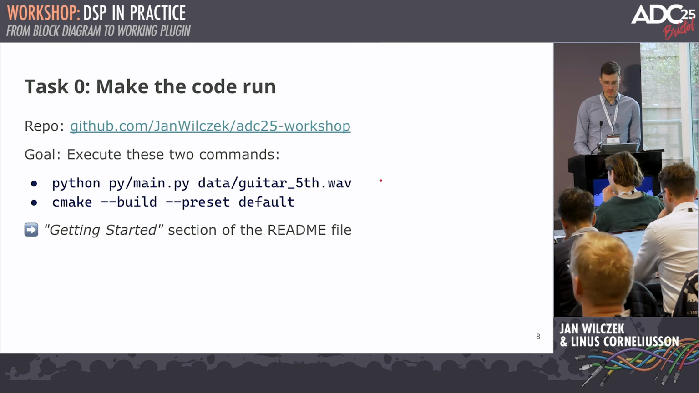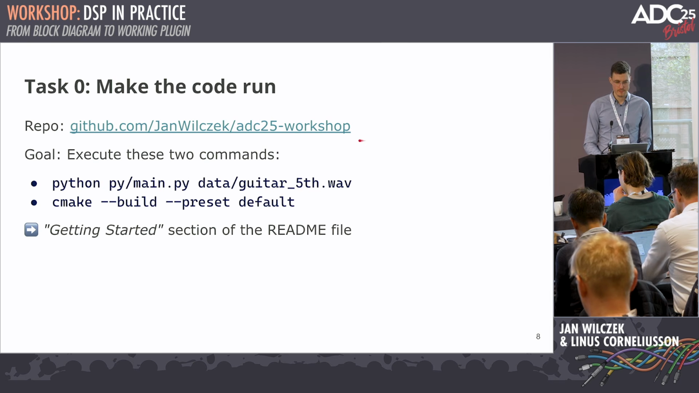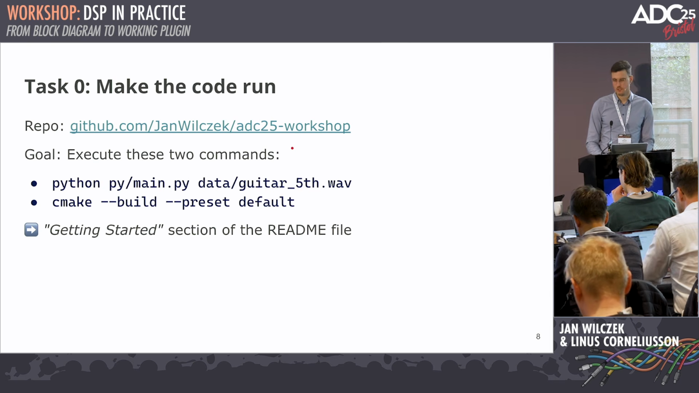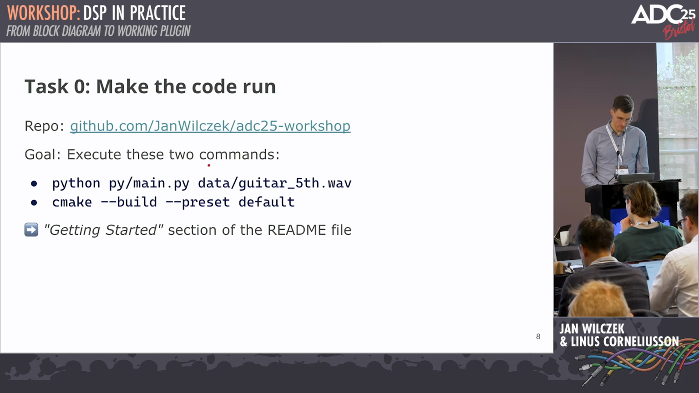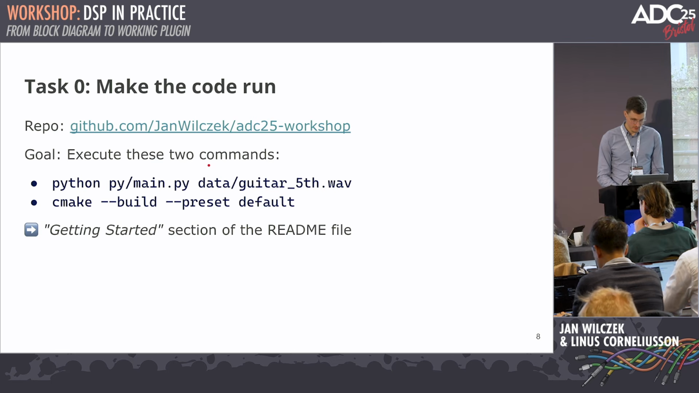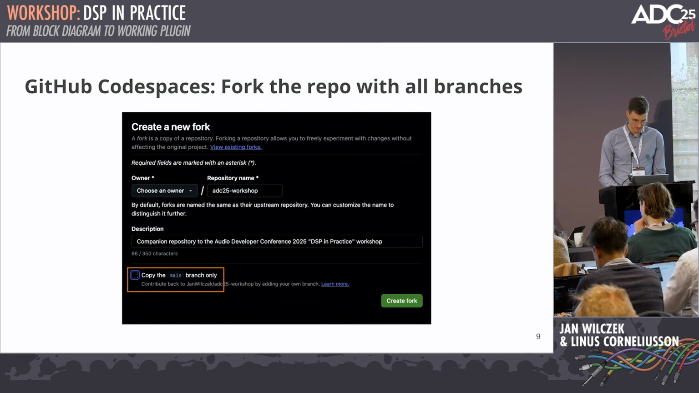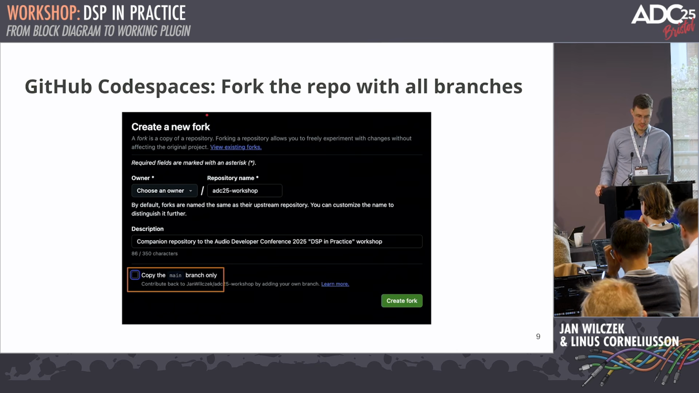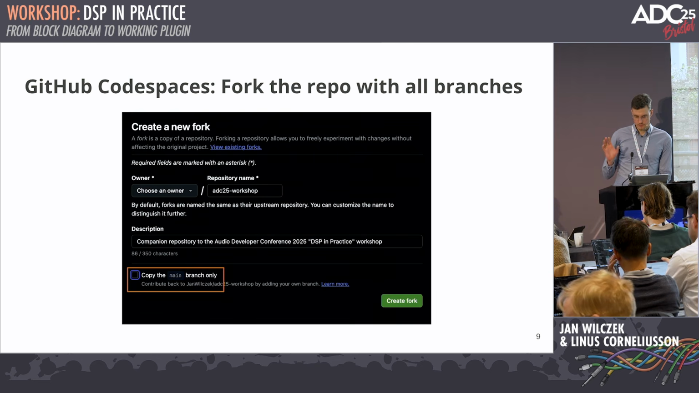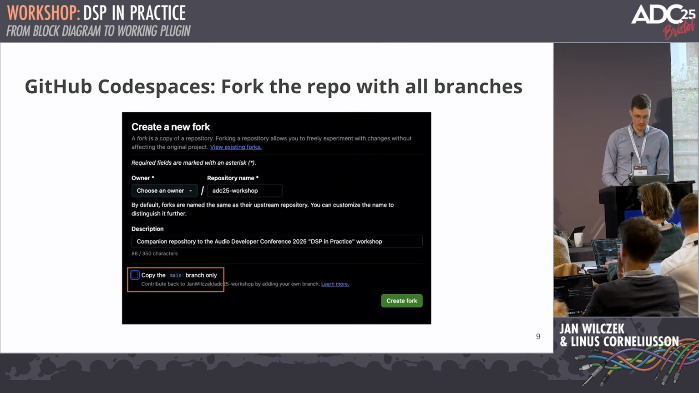But if you have not cloned the repository and you probably don't have all the necessary tools installed, we have a backup for you. And this is using GitHub Codespaces. So GitHub Codespaces allow you to run a Linux machine in the cloud. And thanks to this, it has all the dependencies installed.